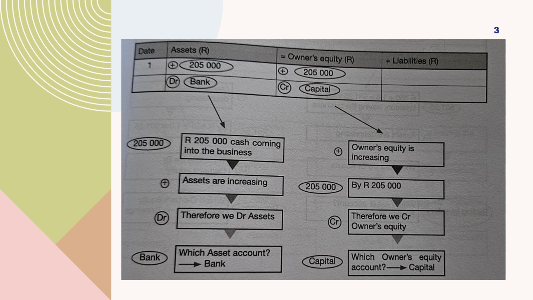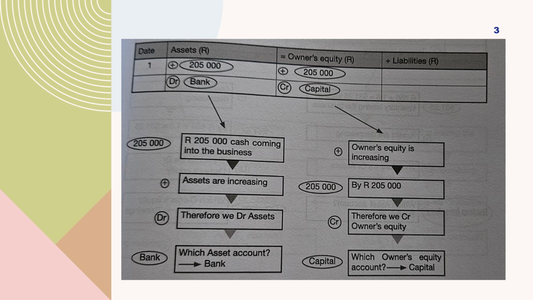Remember we said that with every transaction, there are two accounts affected. So we call this double entry. Here, our bank is going to increase with 205,000 and our owner's equity, because capital is owner's equity, will be increasing because capital is coming into the business. Remember we spoke before about what owner's equity is made up of: capital minus drawings plus income minus expenses. So here, capital is increasing, which means your owner's equity is going to increase.